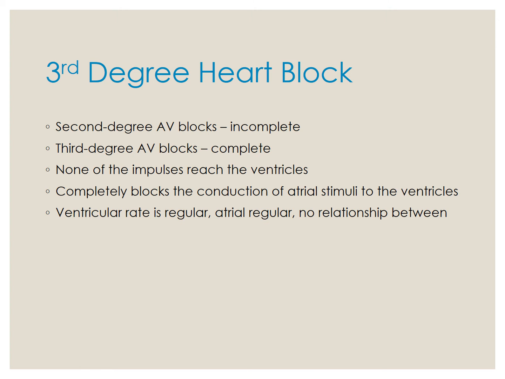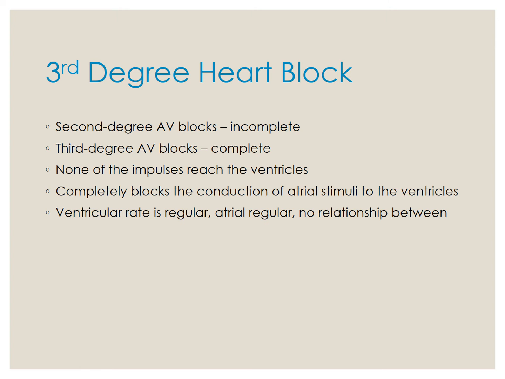So again, 2nd-degree AV blocks are types of incomplete blocks because at least some of the impulses from the SA node are conducted to the ventricles. With 3rd-degree AV block, there is a complete block in the conduction of impulses between the atria and the ventricles. Okay, what does that mean? It means none of the impulses will reach your ventricles, which completely blocks the conduction of your atrial stimuli to the ventricles.